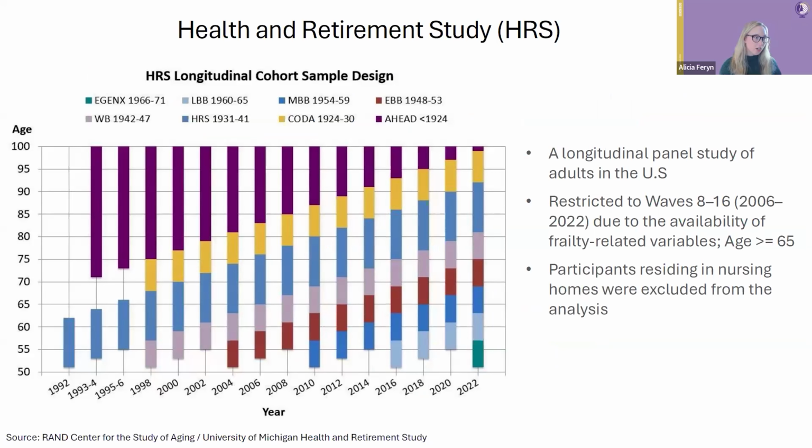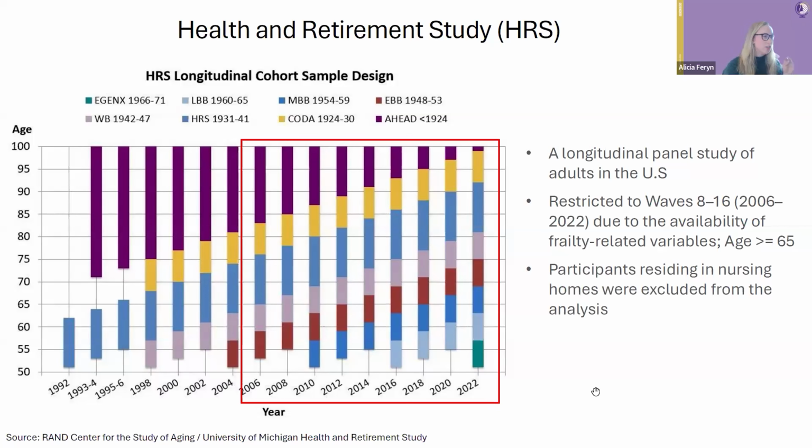The HRS is a longitudinal panel study of US adults over 50, collecting rich data on health, economics, and family. Each cohort is interviewed every 2 years. For our analysis, we use data from waves 8 to 16. Next slide, please. Which corresponds to years 2006 to 2022. And our analysis is focusing on participants aged 65 and up and excluding those in nursing homes. Next slide, please.